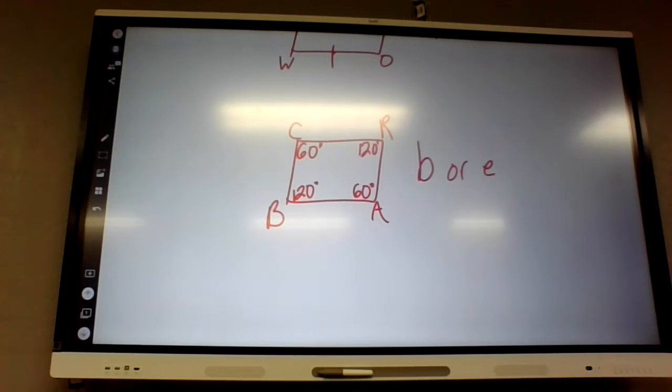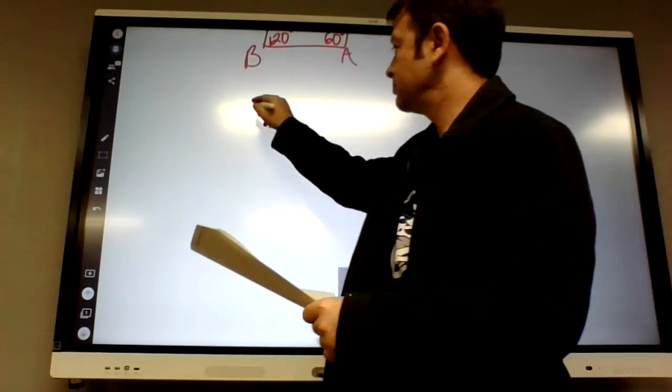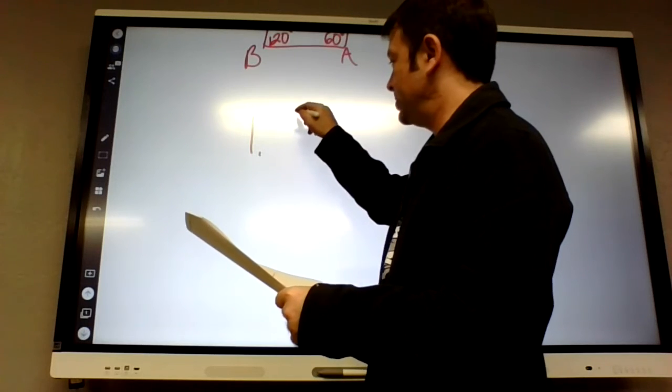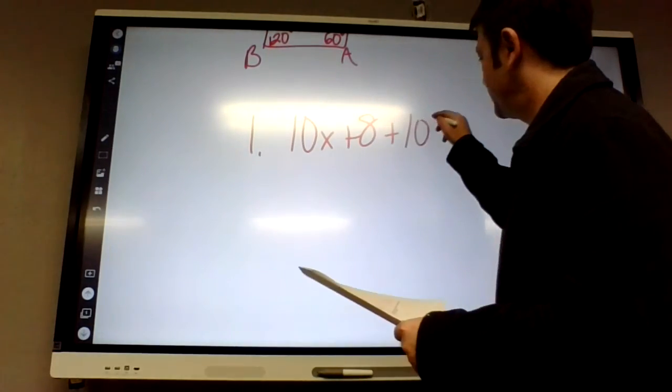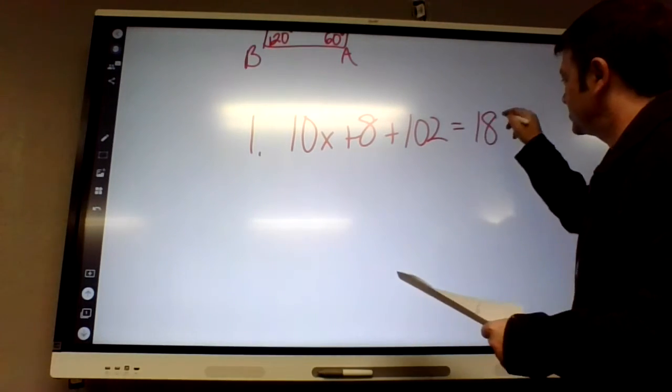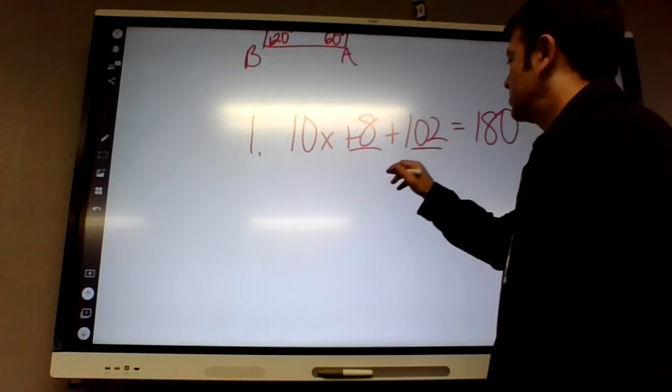How could we set up number 1? Supplementary, which means what? 10x plus 8 should add up to 180 again, because they're same side interiors.